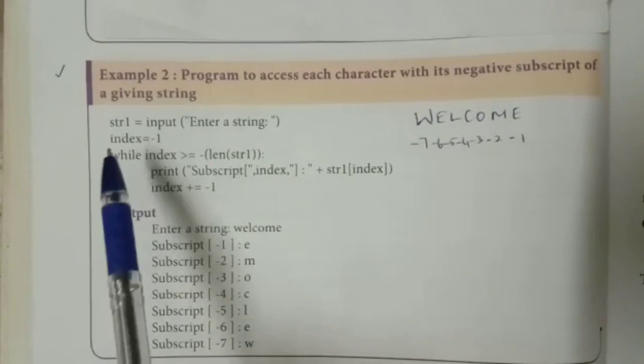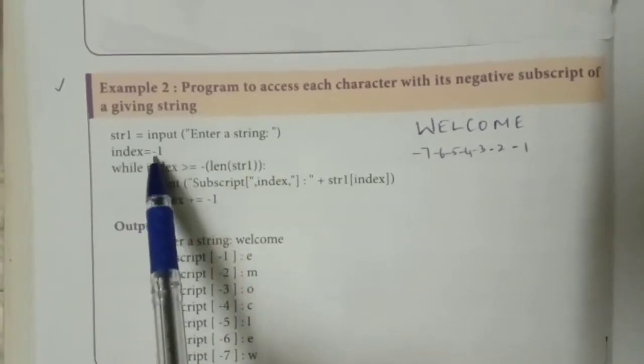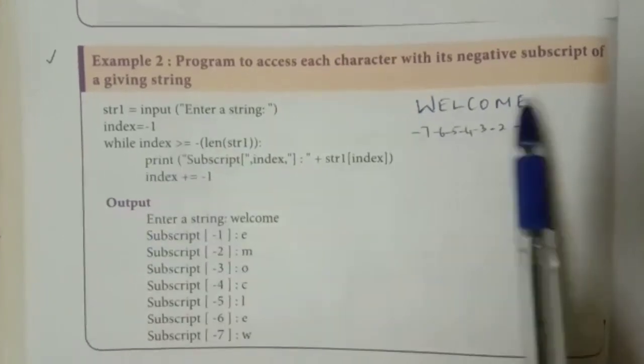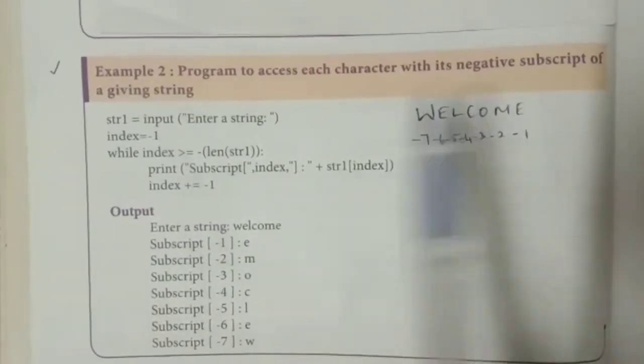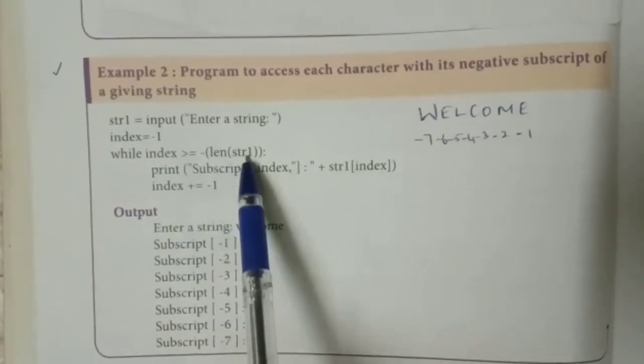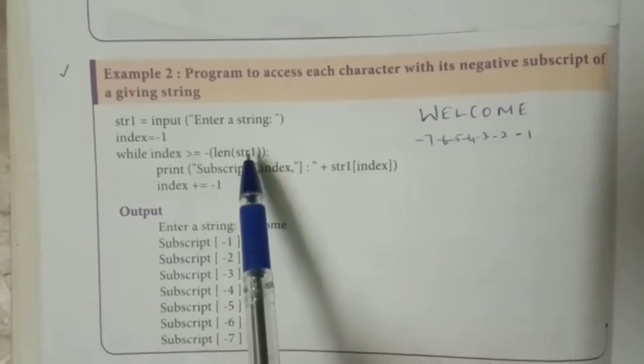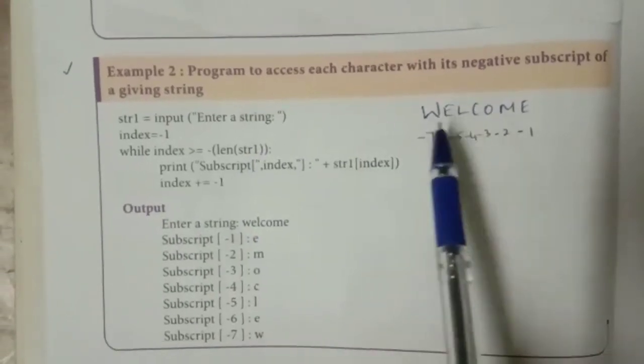See this example, same example. You are entering the string. Index position here starts from -1, which means from the last character. While index is greater than or equal to the negative length of the string. Length of string will tell the size of the string, that is how many characters you have.